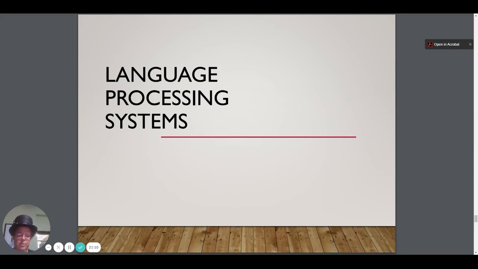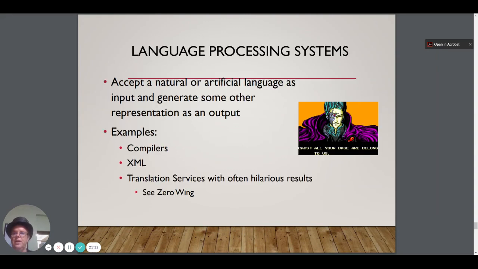Moving on to language processing systems. These accept a natural or artificial language as input and generate some other representation as an output. Examples are compilers, XML, and translation services, such as the one that was used for Zero Wing.